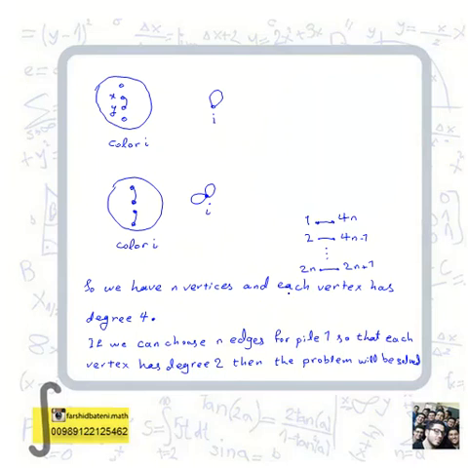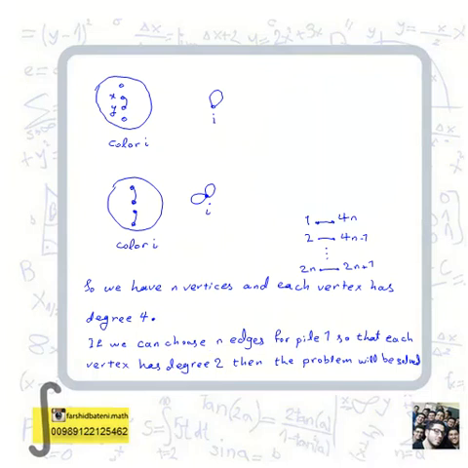And since from each color we have 4 pebbles, we can conclude that each vertex has degree 4. Now if we can choose n edges for pile number 1 so that each vertex has degree 2, then the problem will be solved, because if you choose n edges for pile number 1, then the first condition will be satisfied, and if each vertex has degree 2 with these n edges, then you can prove that from each color you have 2 pebbles in pile number 1.